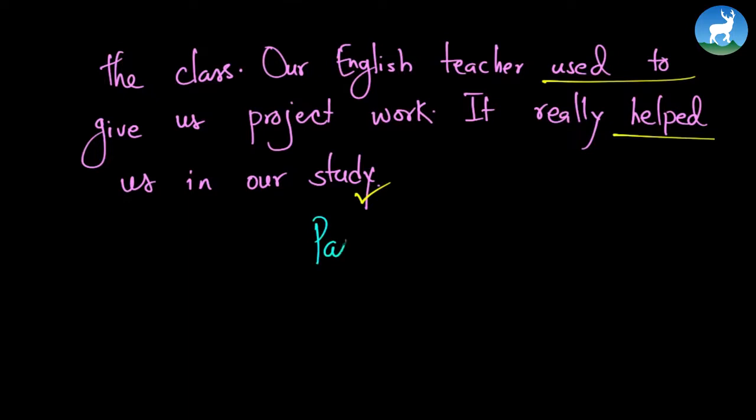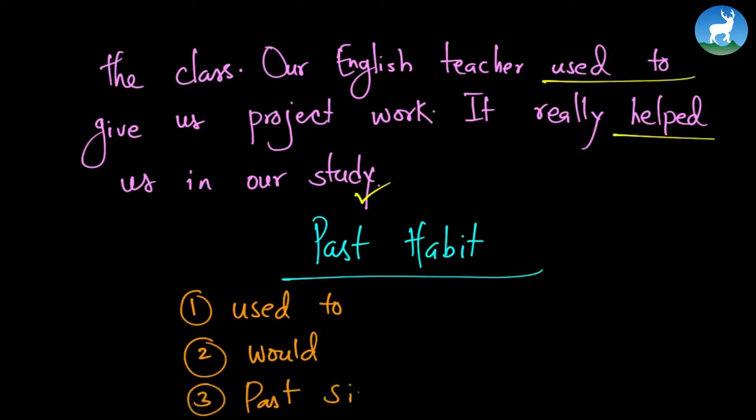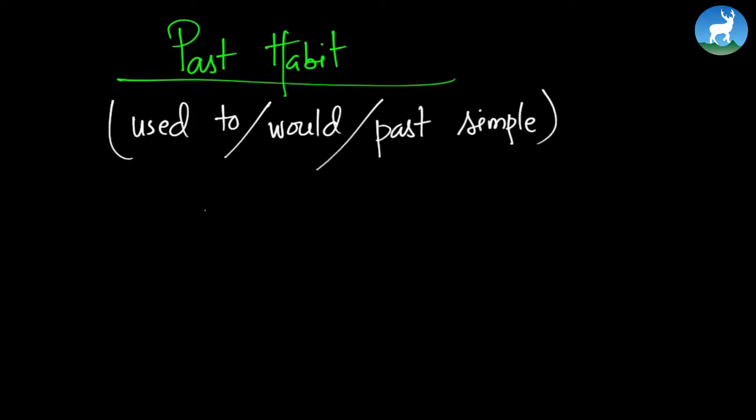Since we are talking about past habit, we should also know that we're dealing with three different structures. The first one is used to, second one is would, and third one is past simple. So we shall study these three aspects: past habit, used to, would, and past simple. When we talk about things that happened in the past but don't happen anymore, we can do it in different ways. The first way of doing that is by using used to.